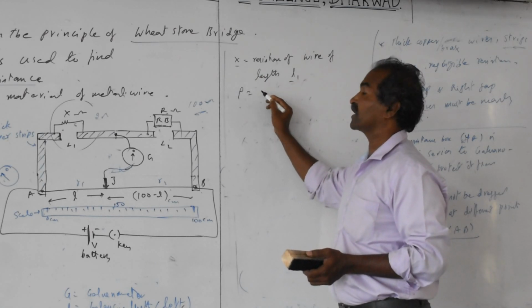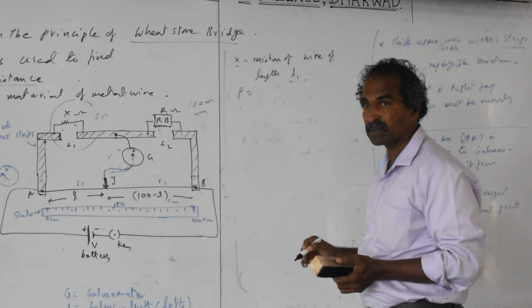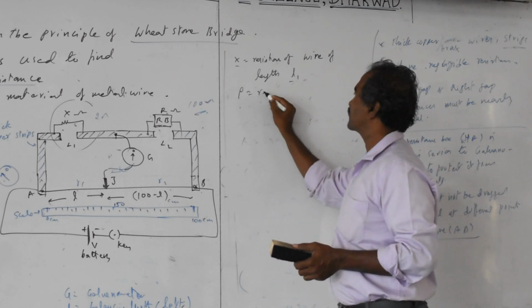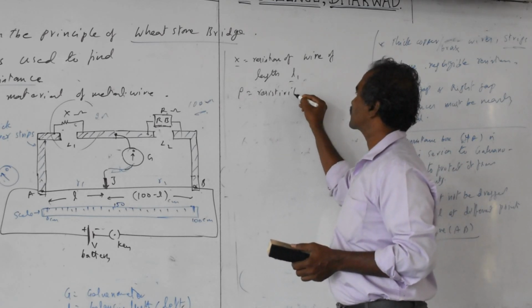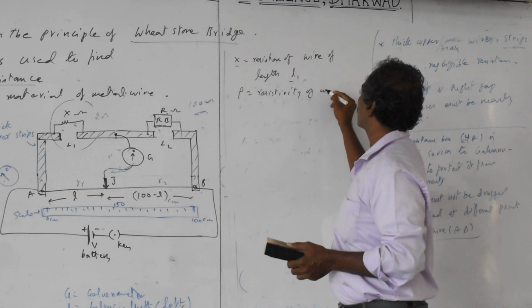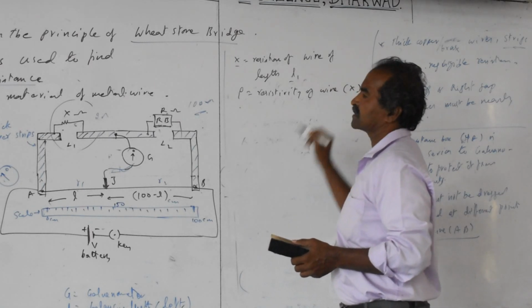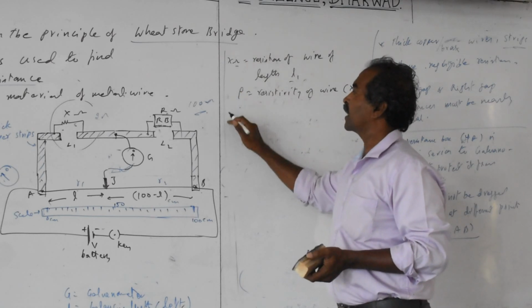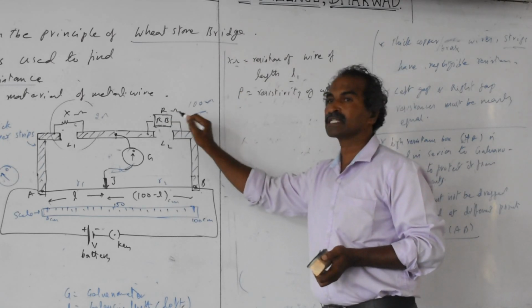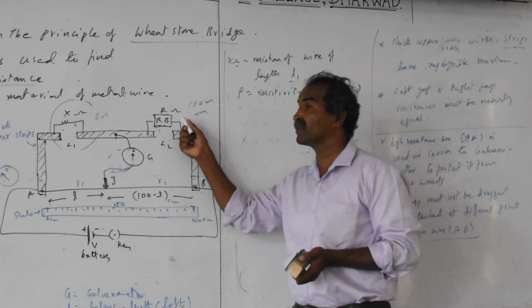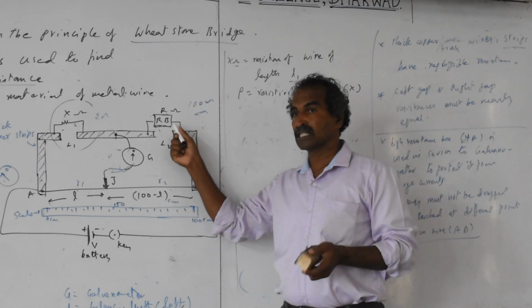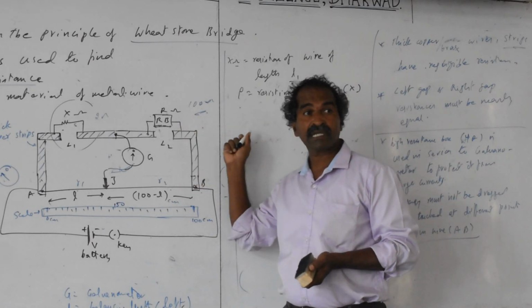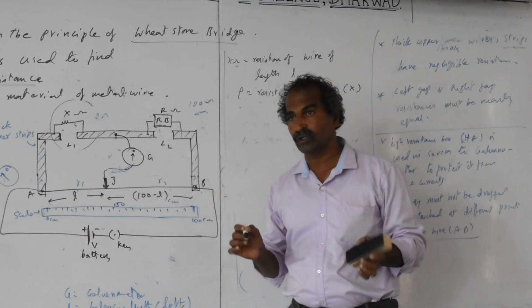Rho may be given, or S may be given, for the specific resistance or resistivity. This is the resistivity of the wire, and X is the unknown resistance value. Instead of the known resistance R, they may give a standard resistance. This may also be given the symbol S. Specific resistance sometimes has S. You have to be careful which one you are using.